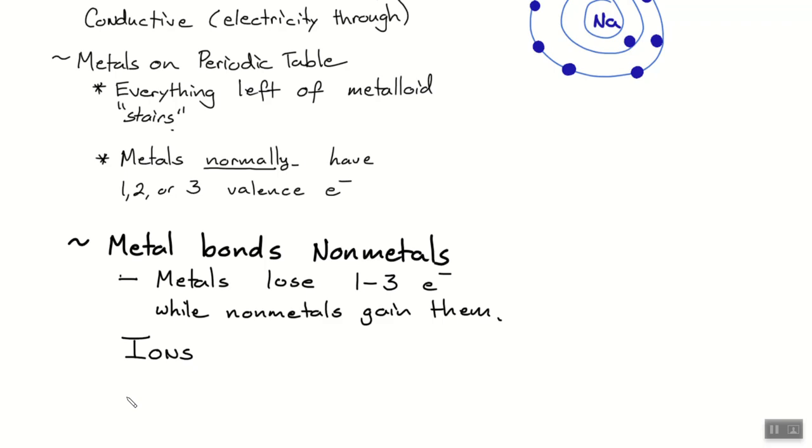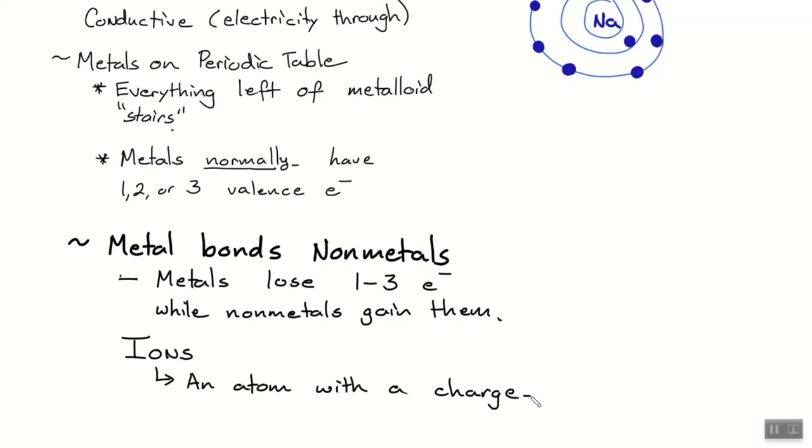Okay, if we don't have a definition for it yet, that's okay. We're going to say an ion. Super easy to define. By definition, an ion is simply an atom with a charge.